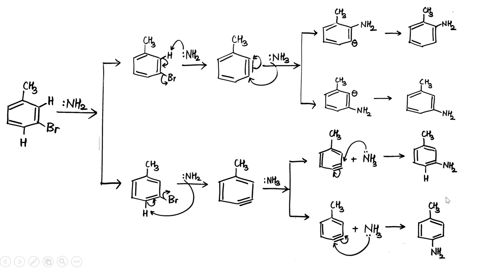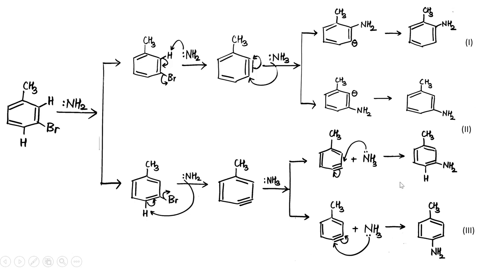But out of these four products, two products are the same, right? Out of these four toluidine molecules, this is orthotoluidine, this is metatoluidine, this is also metatoluidine, and this one is paratoluidine. So you are getting the first product, orthotoluidine, the second product, metatoluidine. These two products are the same, both are metatoluidine, and the third product is paratoluidine. So when there is a meta substituent, we are getting three products, right? First, second, and third.